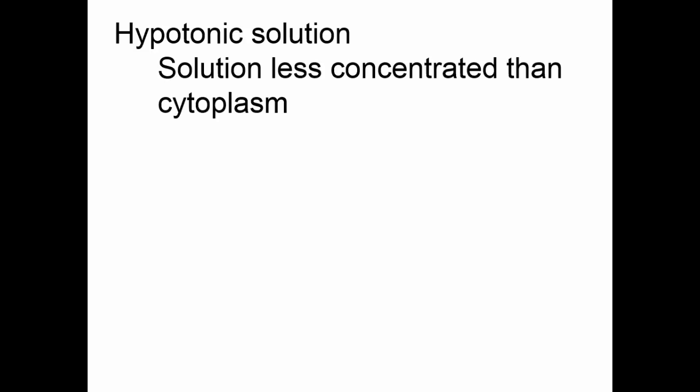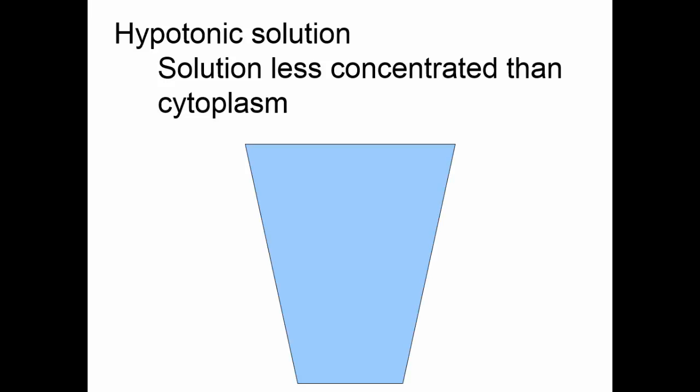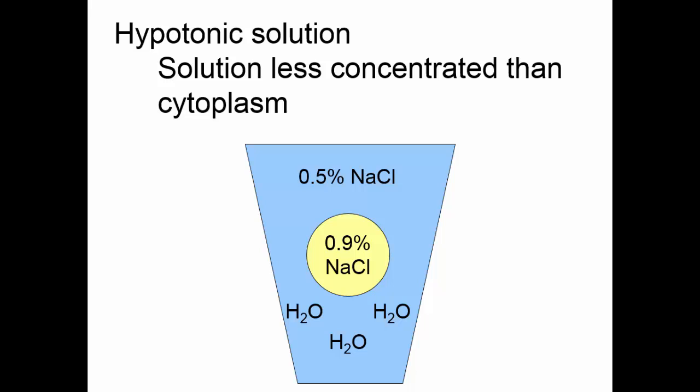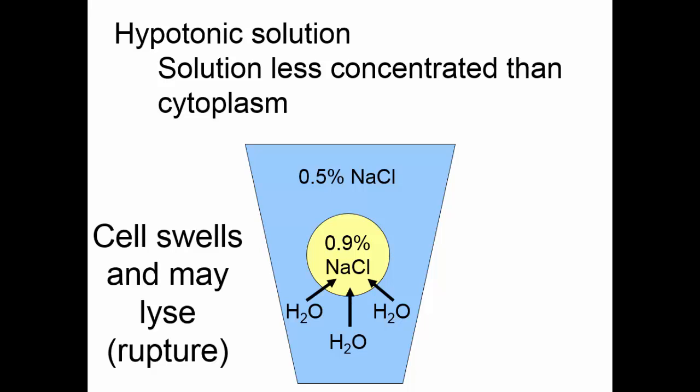In a hypotonic solution, the solution is less concentrated than the cytoplasm. So this time, let's put about a 0.5% sodium chloride solution in our beaker. We'll still drop our cell in. The cell still has an osmolality that's equivalent to 0.9% sodium chloride. Now we have an inequality. Neither sodium nor chloride can diffuse, and so we're going to have to alter this inequality using water. Since it's more concentrated inside the cell than outside, water will move into the cell. This will cause the cell to swell, and it may even rupture or lyse.